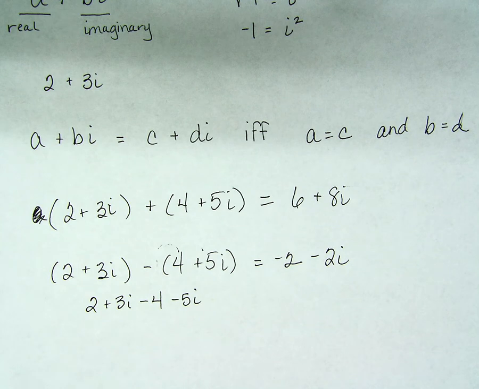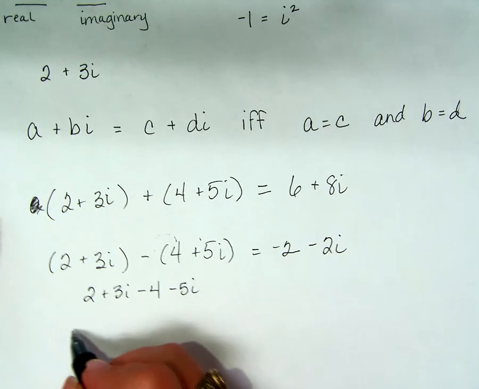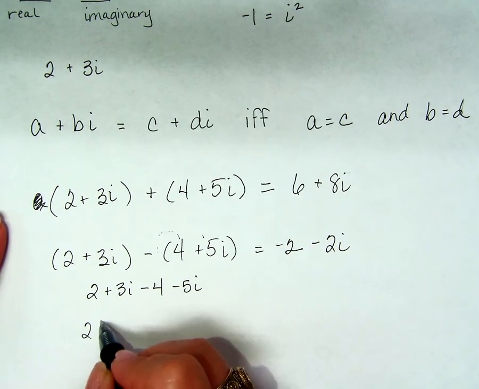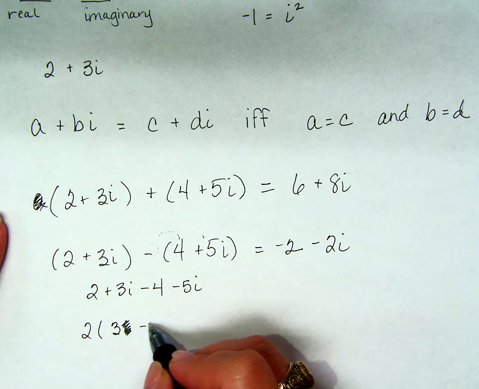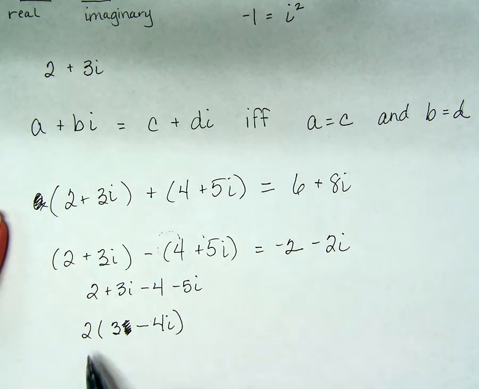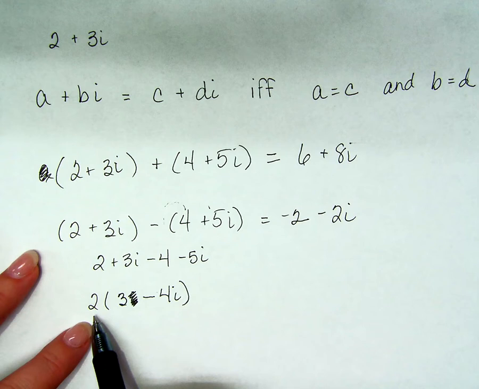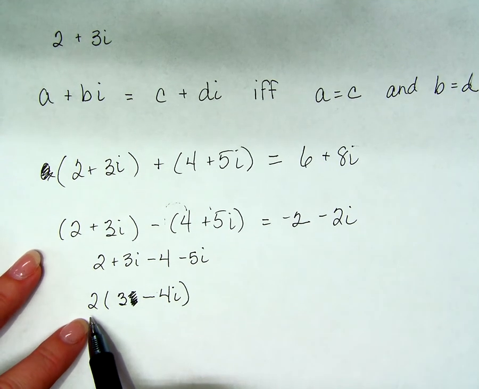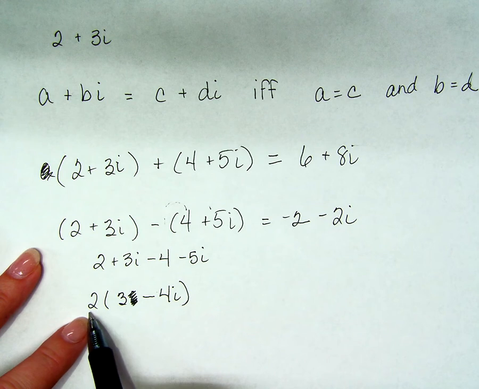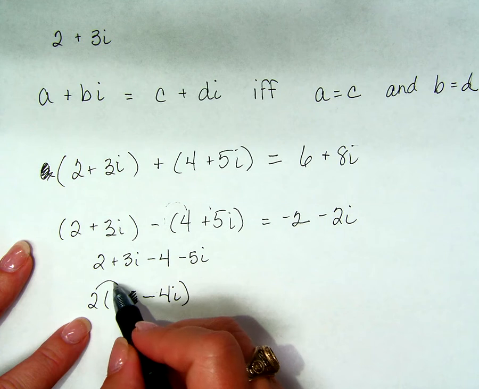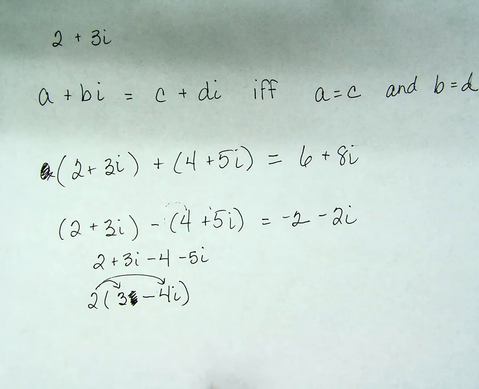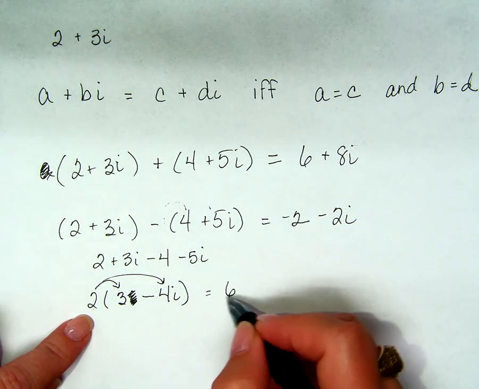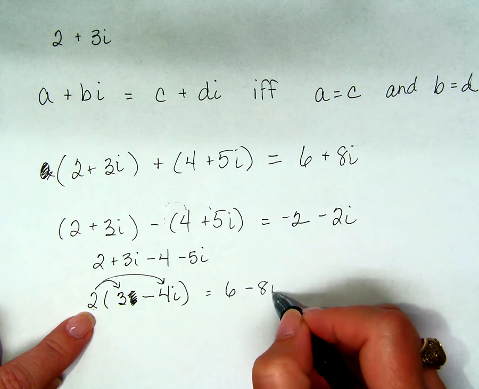Multiplying complex numbers. I can start with something as simple as this. Whoops, that's supposed to be just a 3. This number out front is called a scalar. I don't know why, that's just what it's called. If it's just a real number multiplied, or even if it was an imaginary multiplied, I still distribute it just like as if this was two different terms in a parentheses. Okay? So 2 times 3 is 6. 2 times negative 4i is negative 8i.